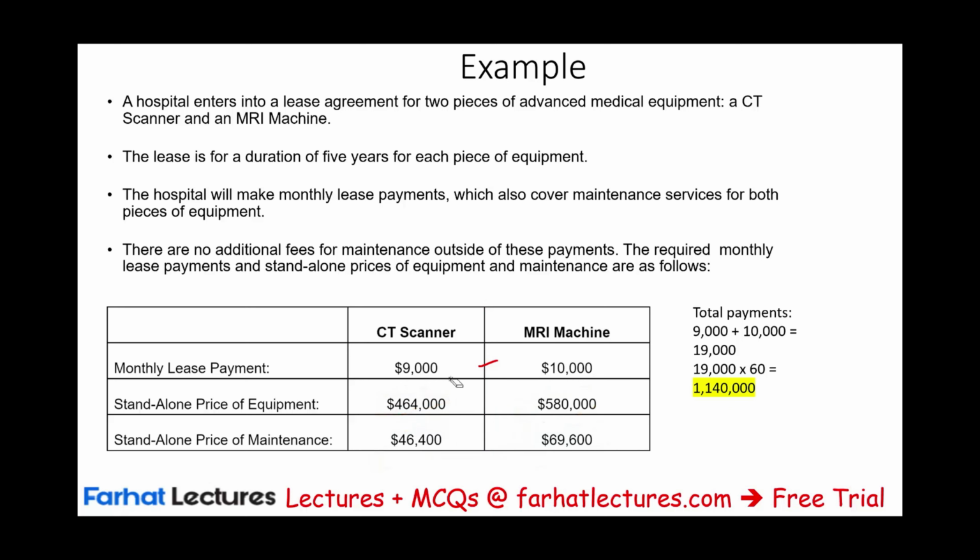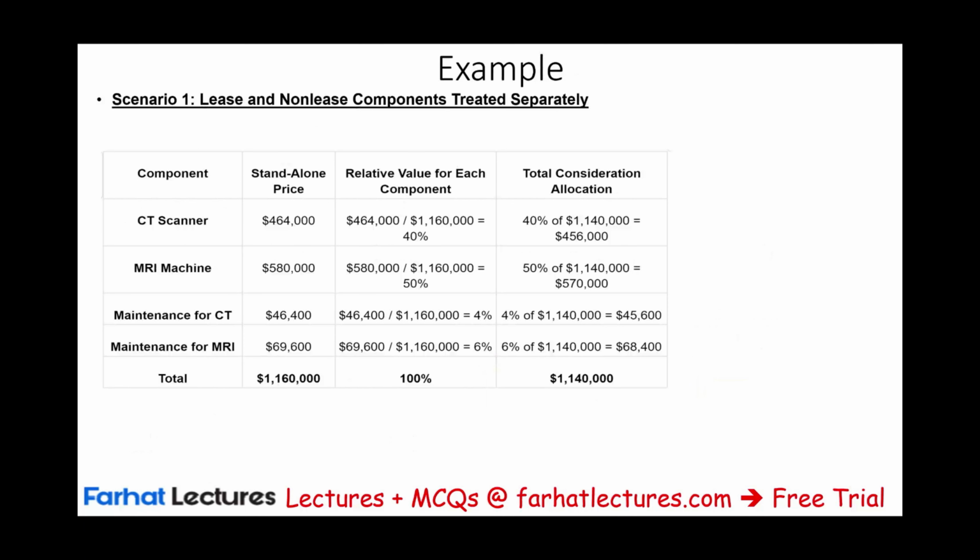Okay, let's take a look at the first scenario where the lease and non-lease components are treated separately. What are the standalone prices? The CT scanner, $464,000, the MRI, $580,000. Maintenance for the CT is $46,400. Maintenance for the MRI, $69,600. Together, $1,160,000. Then we're going to find the relative value for each component. Well, we're going to take the CT scanner divided by the total. The CT scanner is 40% of the deal.